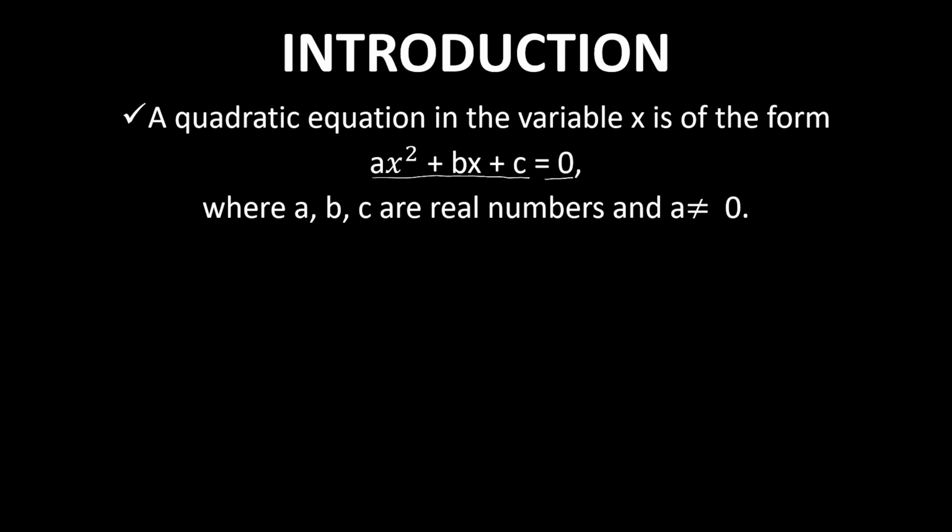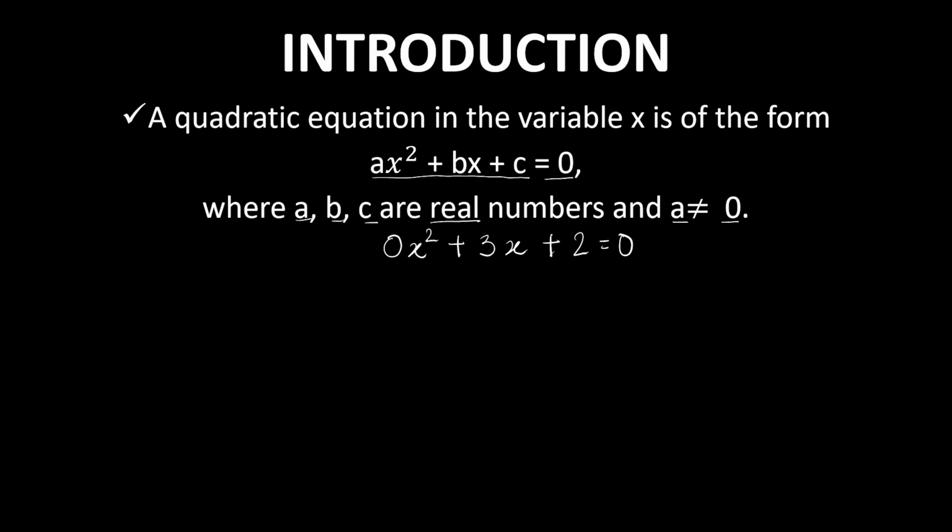What are a, b and c here? a, b and c are real numbers. Also, a should not be equal to 0. Now what happens if a becomes 0? For example, if I am taking 0x² + 3x + 2 = 0.